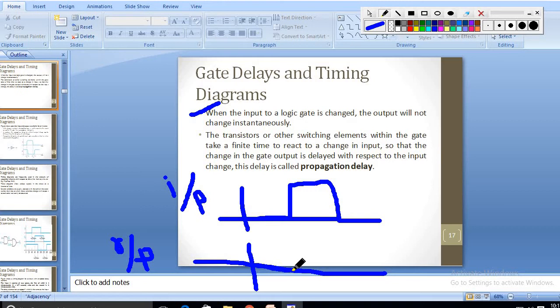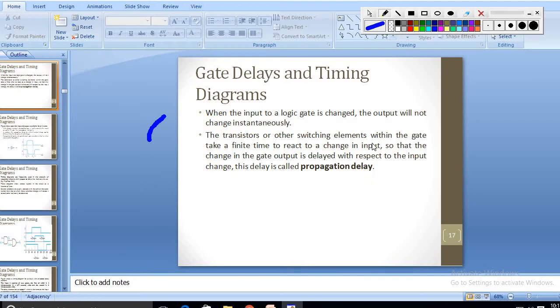So it will be like this. This time I need to call a propagation delay. Is it clear? The transistors and switching elements within the gates take a finite time to react to the change in the input, so that the change in the gate output is delayed with respect to the input change. That delay is called the propagation delay.